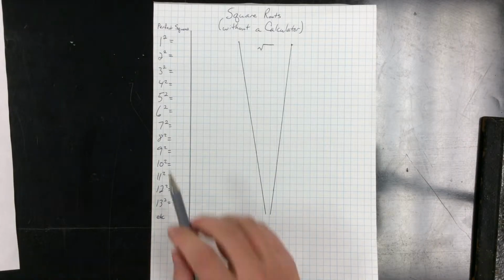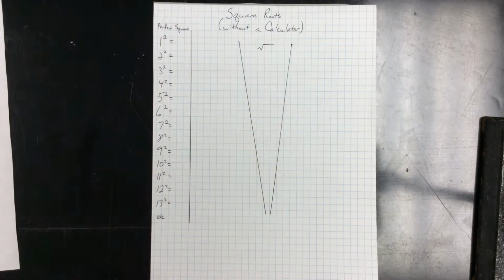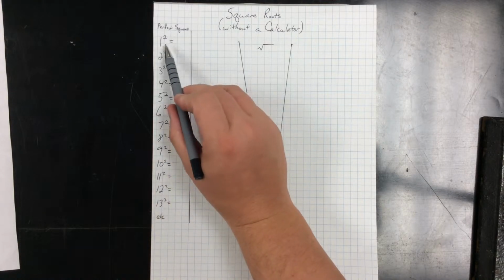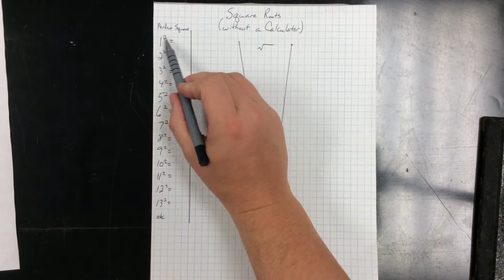Today we're going to talk about square roots without a calculator. First thing we're going to do is start with perfect squares, review from last time, because we're going to need these in a moment. A perfect square is any number to the power of 2, so multiplied by itself.